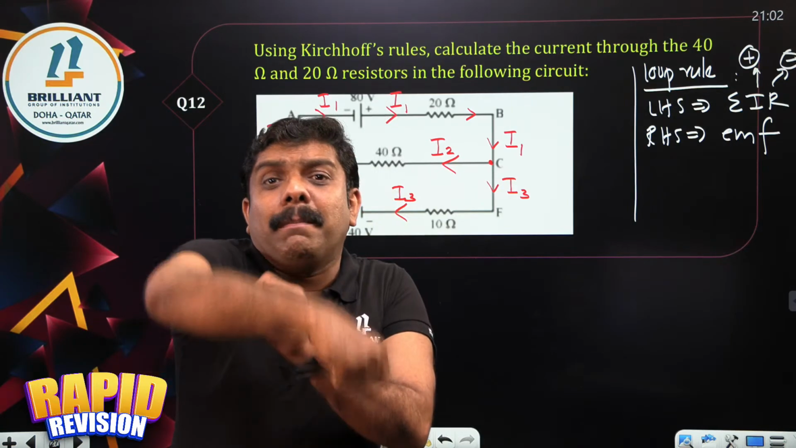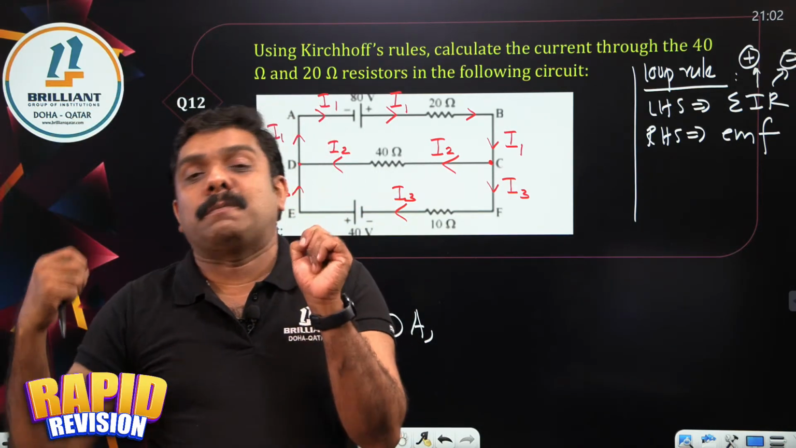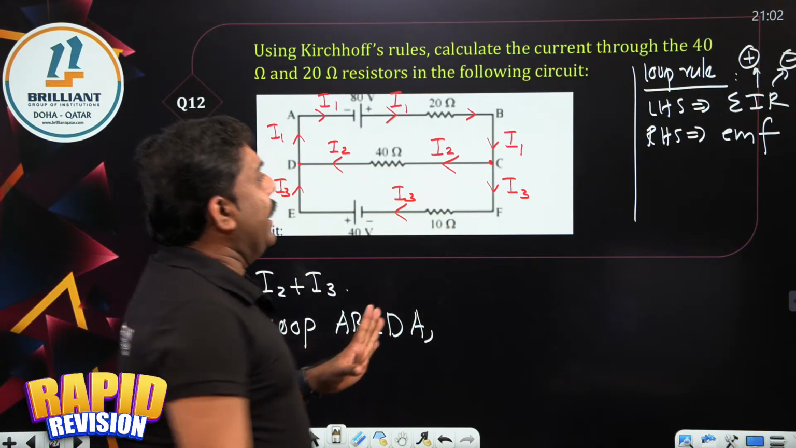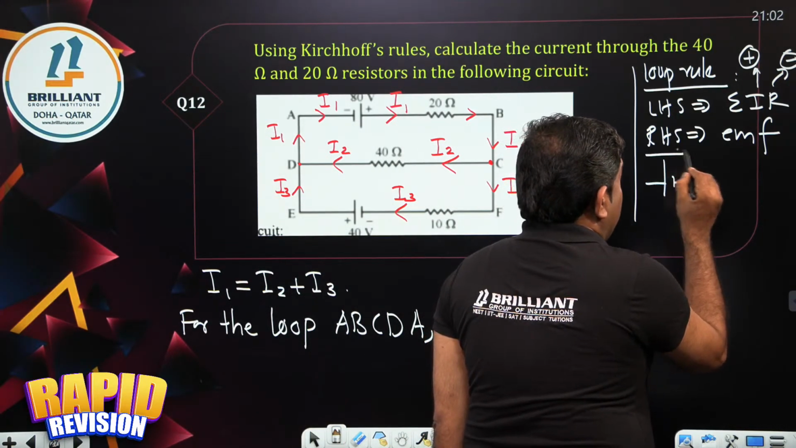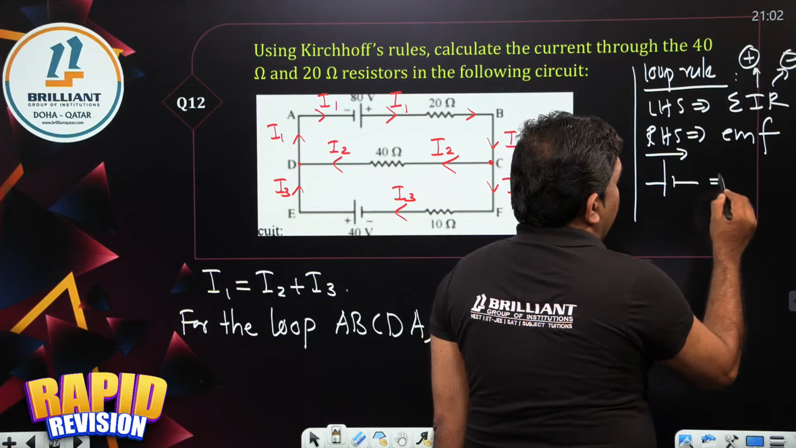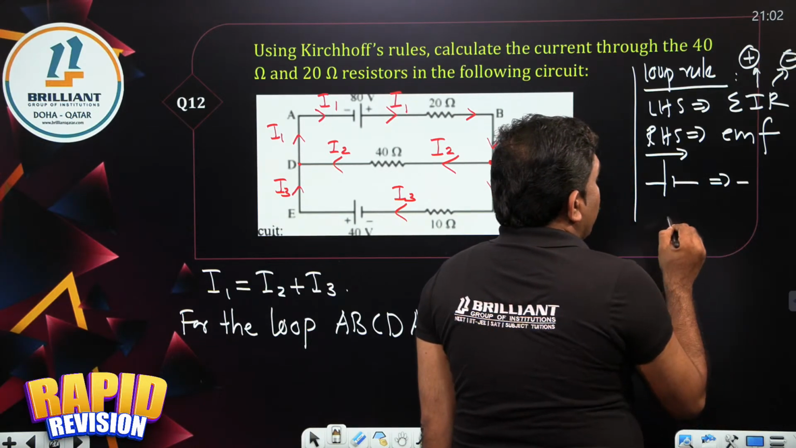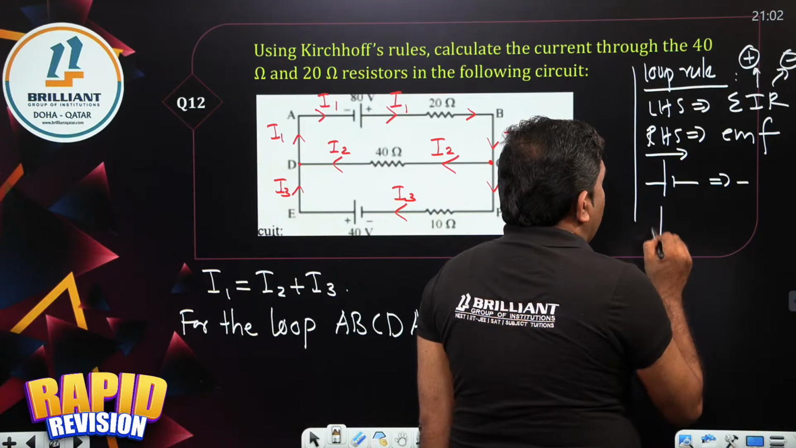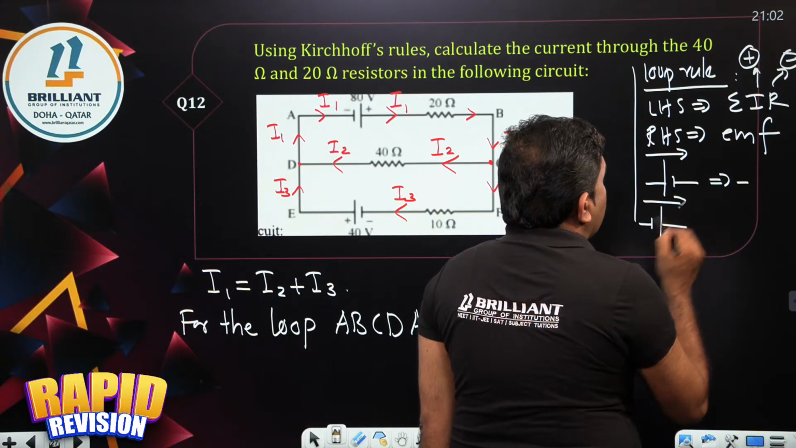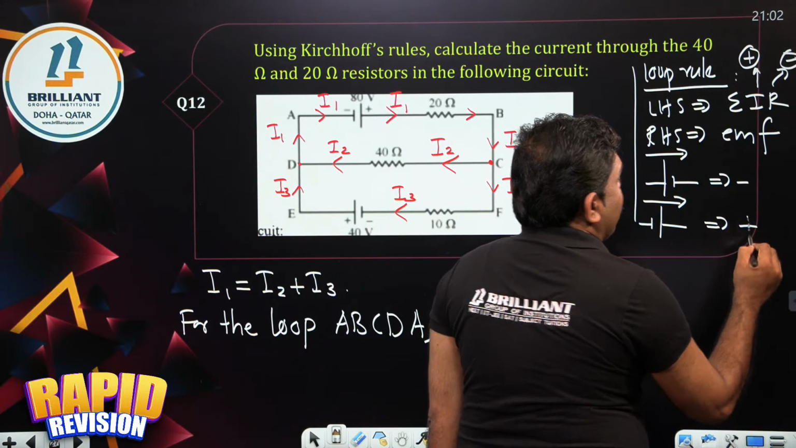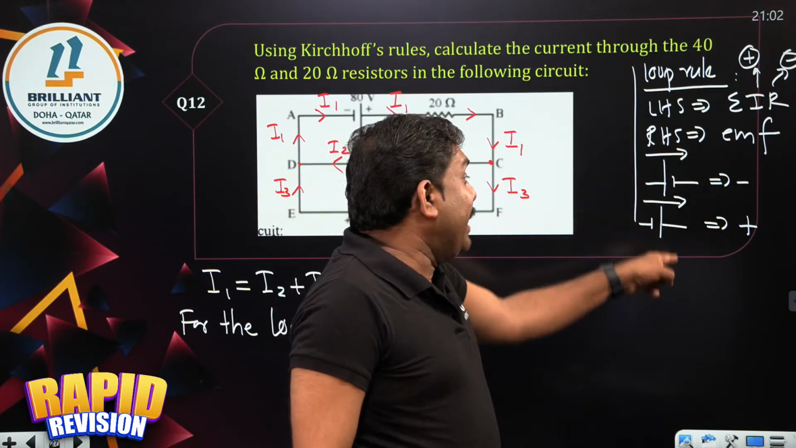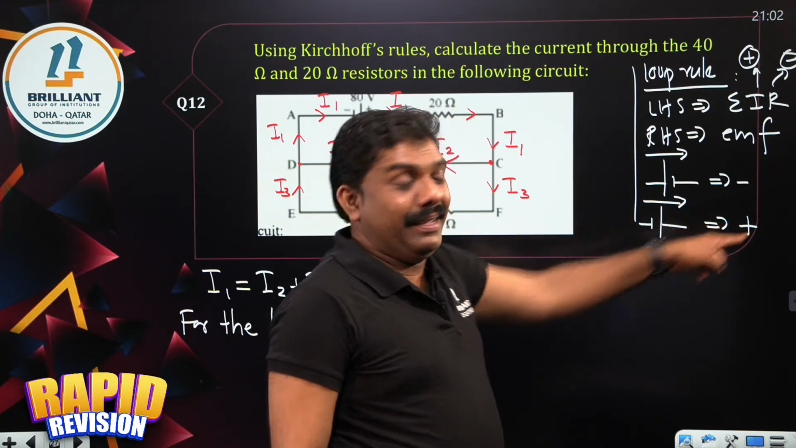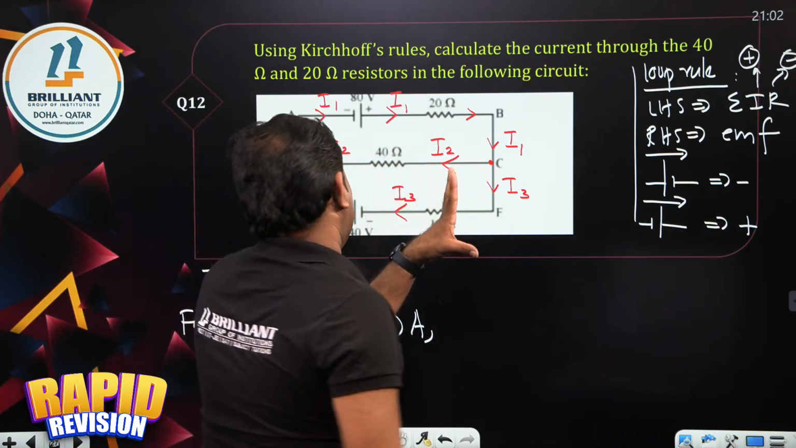When we are moving from minus to plus, take it as plus. So that idea for EMF, it's clear. Suppose you are moving like this, positive to negative, so it is minus. If you are moving in this manner, negative to positive, then take it as plus. Plus to minus, minus. Minus to plus, it should be plus. Okay. Now, these ideas are there with you.